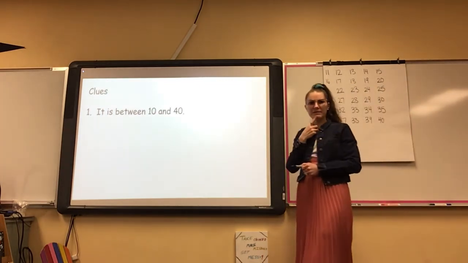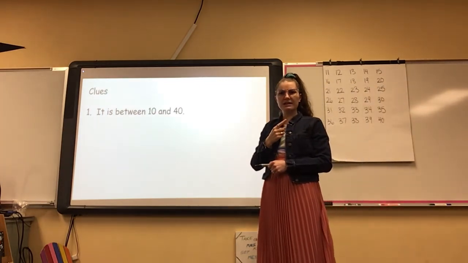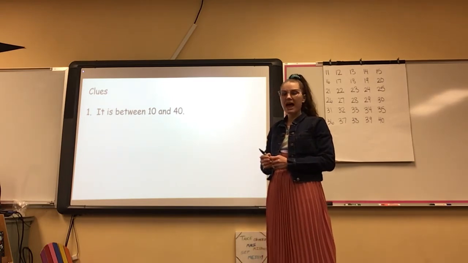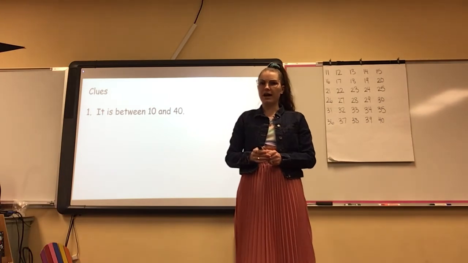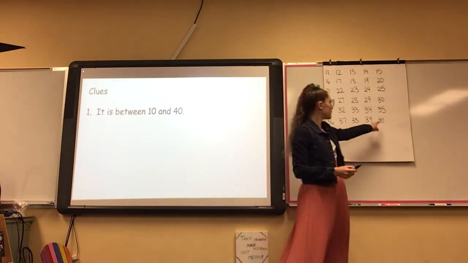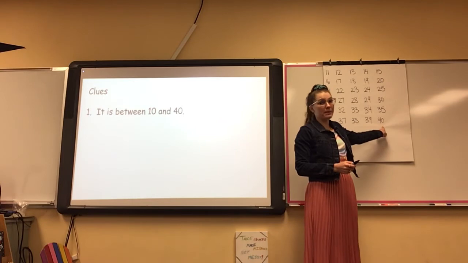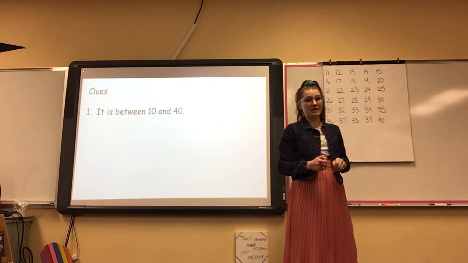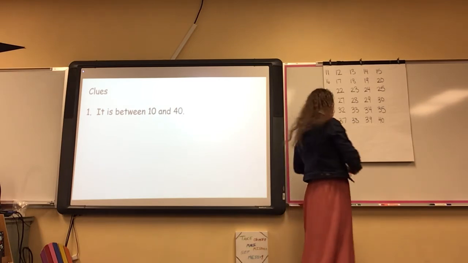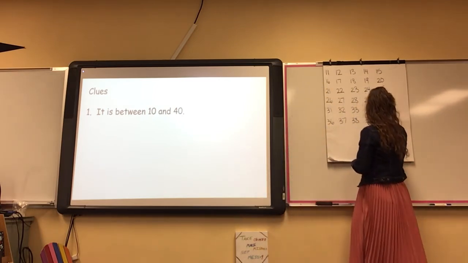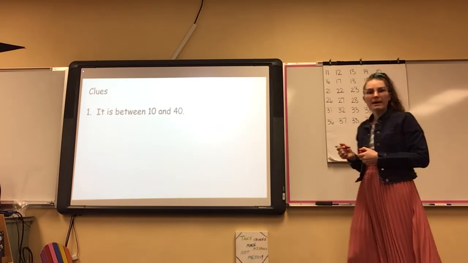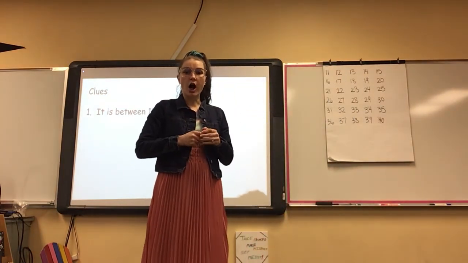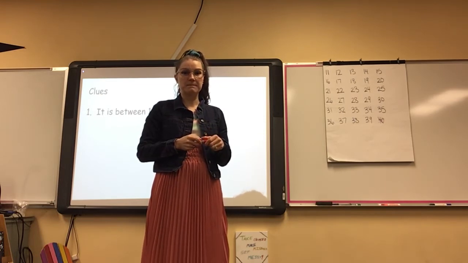Oh wait, let me think. My clue says that it needs to be between 10 and 40. That means in the middle of 10 and 40. 40 is not in the middle of 10 and 40. So 40 should actually not be on my list. So I'm going to cross it out. So my mystery number options go from 11 all the way to 39.